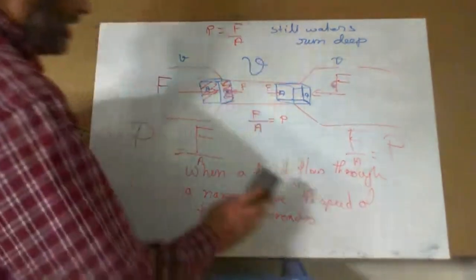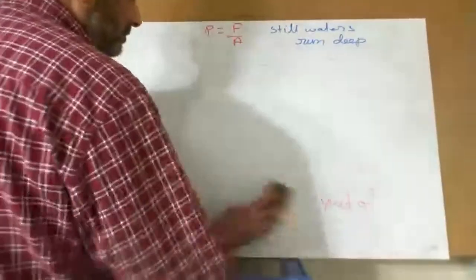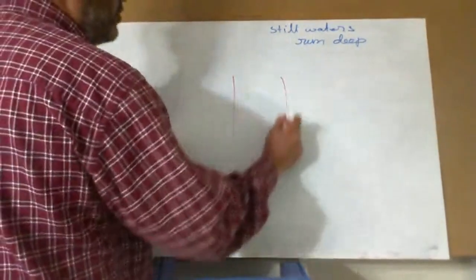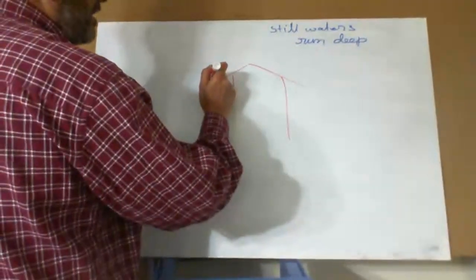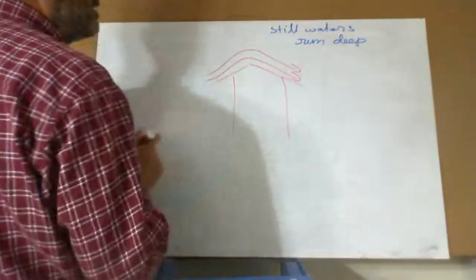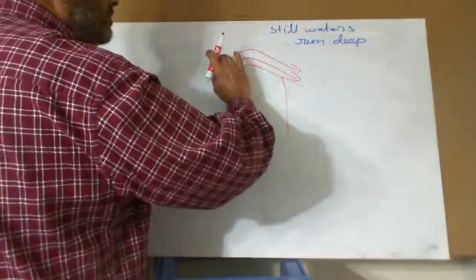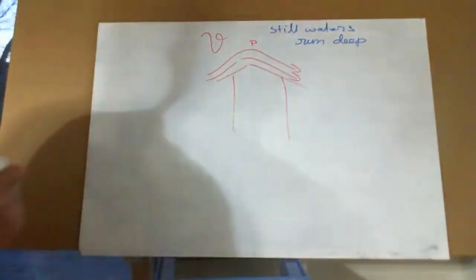Now, the applications of Archimedes' principle. One is in a storm. What happens? This is the roof. In a hurricane, the winds are very fast. So can you see the speed of the air here is larger? So if the speed is larger, what happens? The pressure here is smaller.